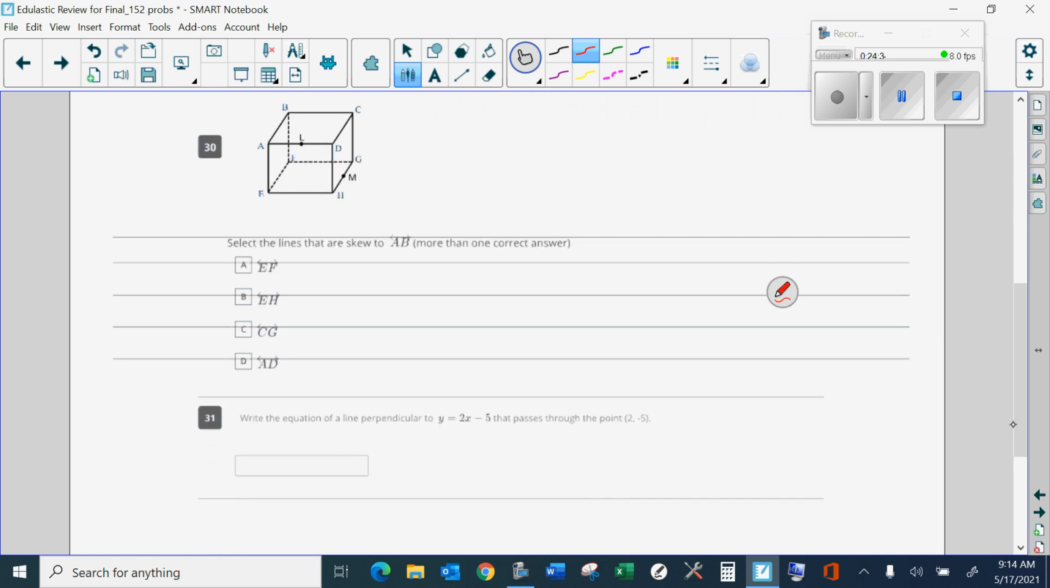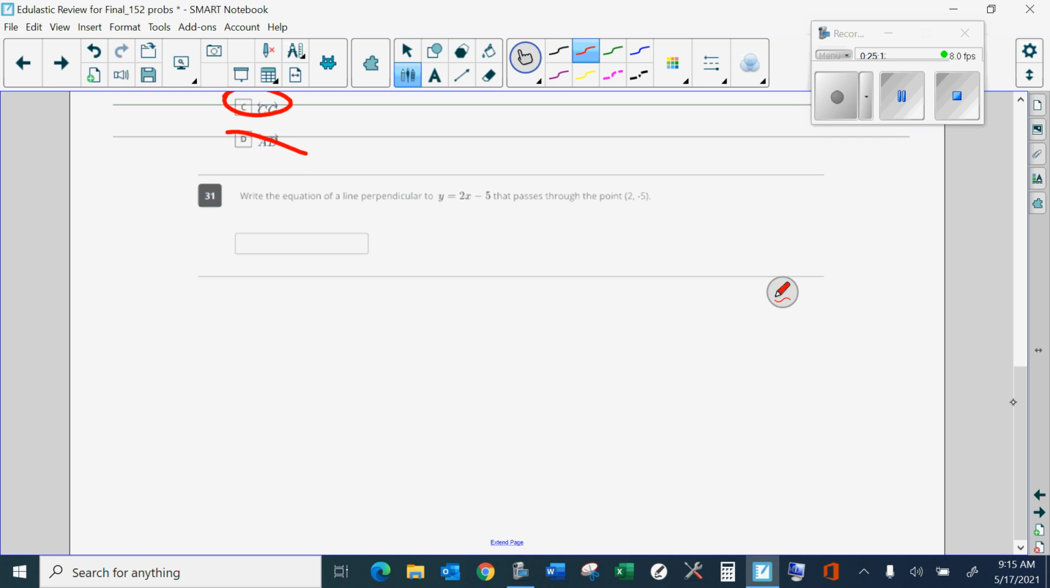Select the lines that are skew to AB. That means they're not going to be in the same plane. EF is not, that's in the same plane. EH, that would be skew. CG, that would be skew. AD, nope, that's in the same plane, right there, that top plane.